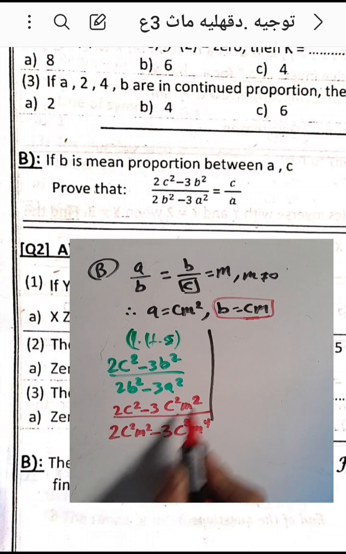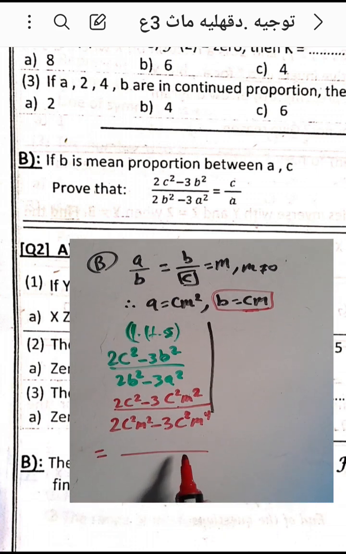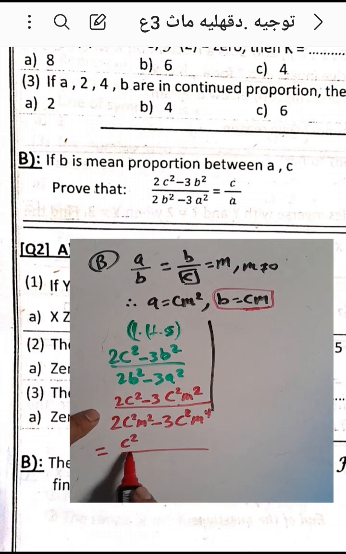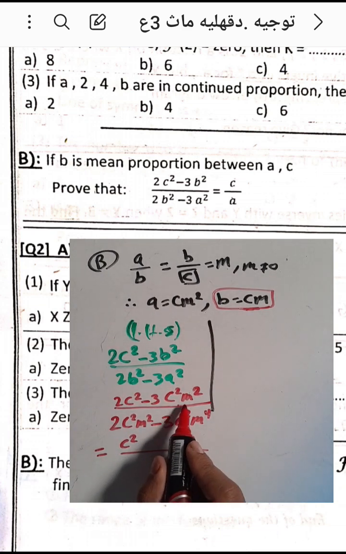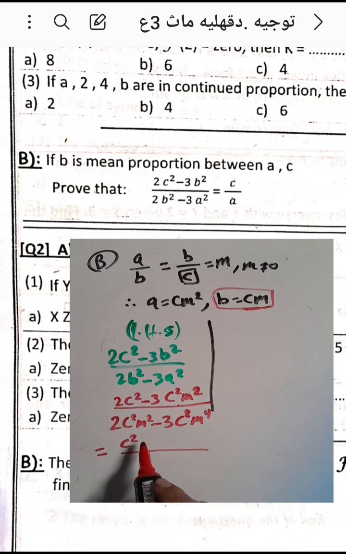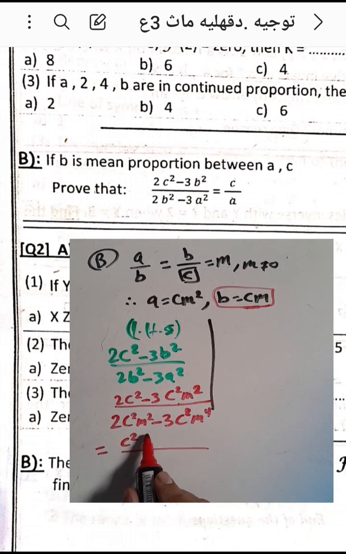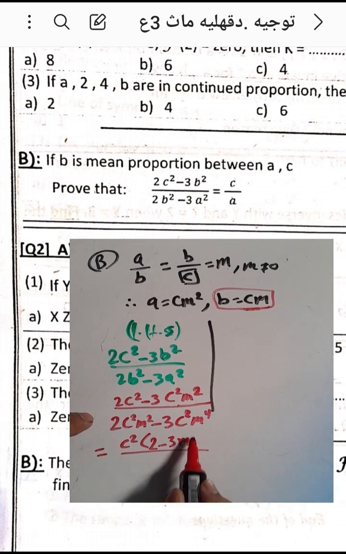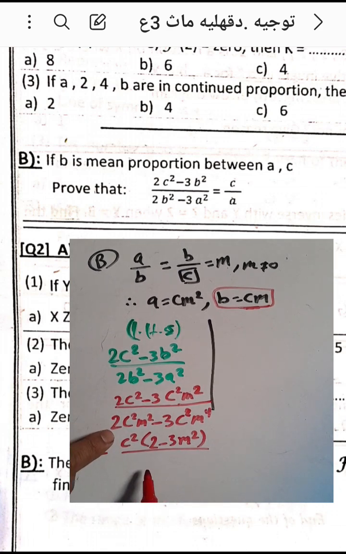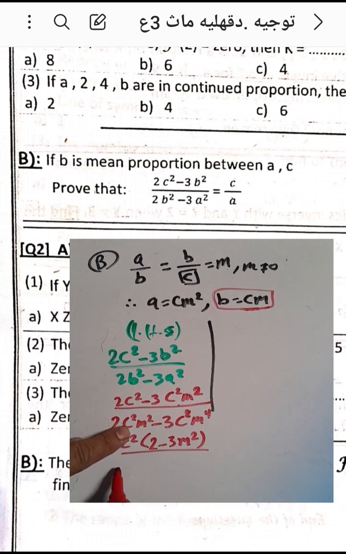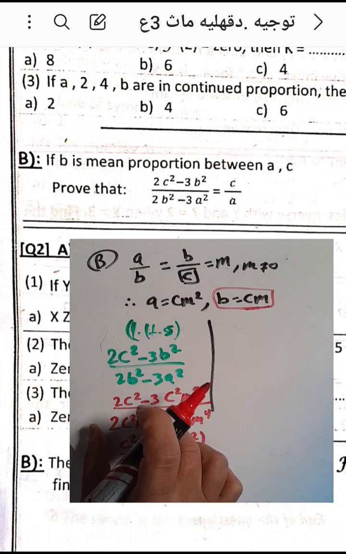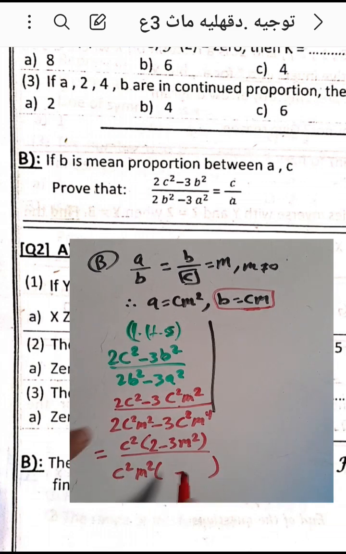And then you can simplify this example by writing the highest common factor between the two terms here: c power 2 is repeating, and m power 2, no, we haven't m power 2 here. Okay, we can write c power 2 outside here, and then write 2 subtract 3m power 2. And in the denominator here we can write c power 2 m power 2 outside as the highest common factor between the two terms here. And the result here, this term divided by c power 2 m power 2, the result will be 2.